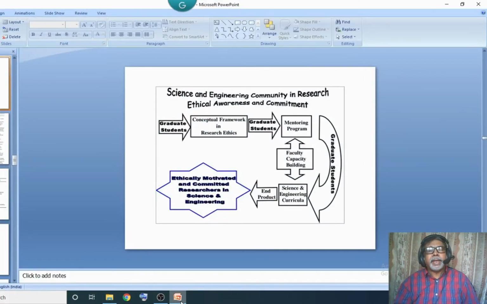We'll start where we ended the first lecture on ethics in research, ethics in science. So we'll talk about the science and engineering community in research, ethical awareness and commitment. Earlier I said that there are thousands of graduate students entering into the conceptual framework in research ethics. All the postgraduates entering for research will be mentored under a particular program. And finally, the end product comes out with ethically motivated and committed researchers in science and engineering.